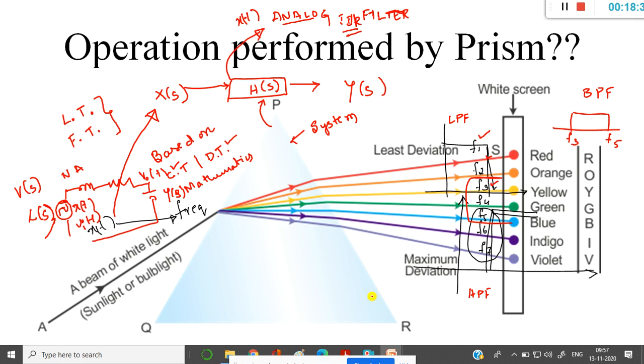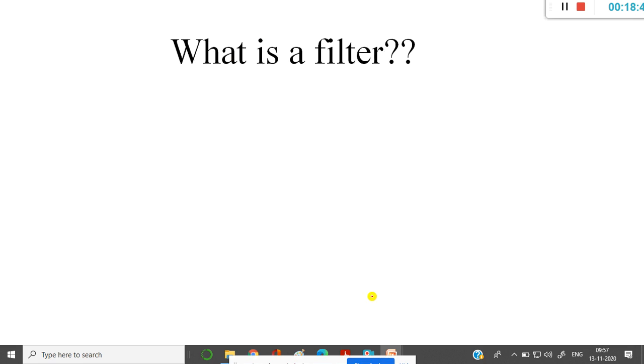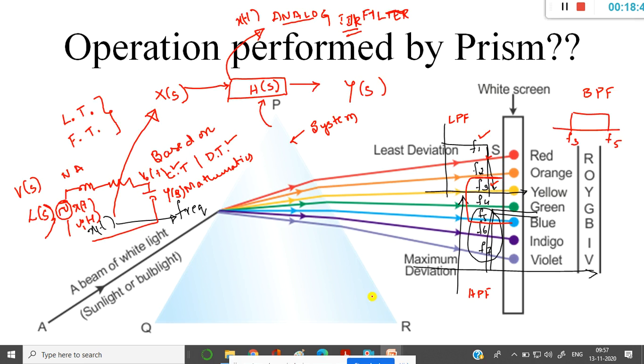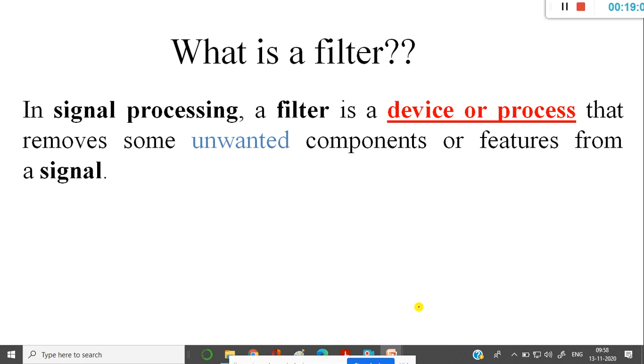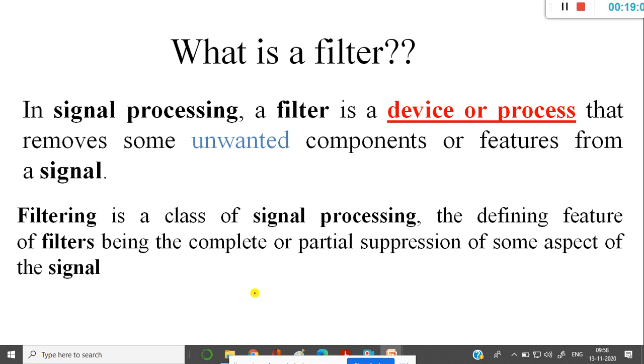As I told you, in the groundnut decorticator, the groundnut is important for me, and the waste is also important for some other things. I'll put it to some domestic usage, right? So here also the same thing: probably f4, f5, f6, f7 are not required for me, but it doesn't mean that for other applications they are not required. For my application, maybe those particular frequencies are not important. I use a low pass filter and I take out only the f1, f2, f3 components, right? So that's where we define a filter as a process or a device that removes unwanted components.